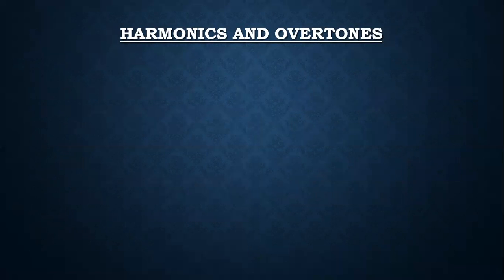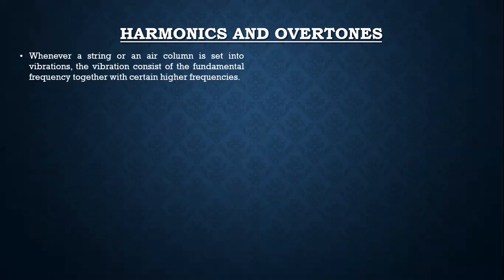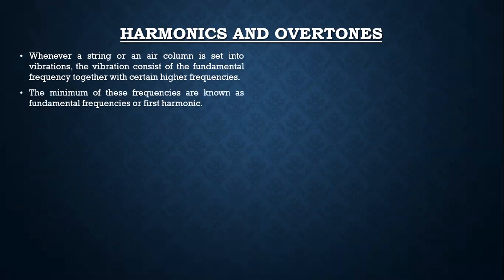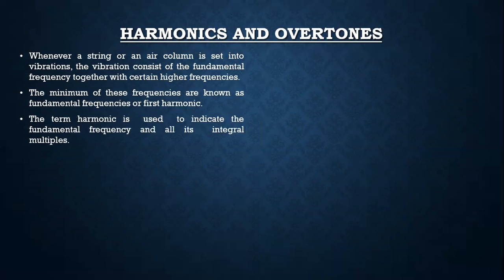Now the next article we have to cover is overtone and harmonic. Now what is harmonic? Whenever a string or air column is set into vibration, the vibration consists of a fundamental frequency, meaning the basic frequency, the minimum frequency with which it vibrates is the fundamental. And some higher frequencies are there. The minimum frequency is called the fundamental or first harmonic.